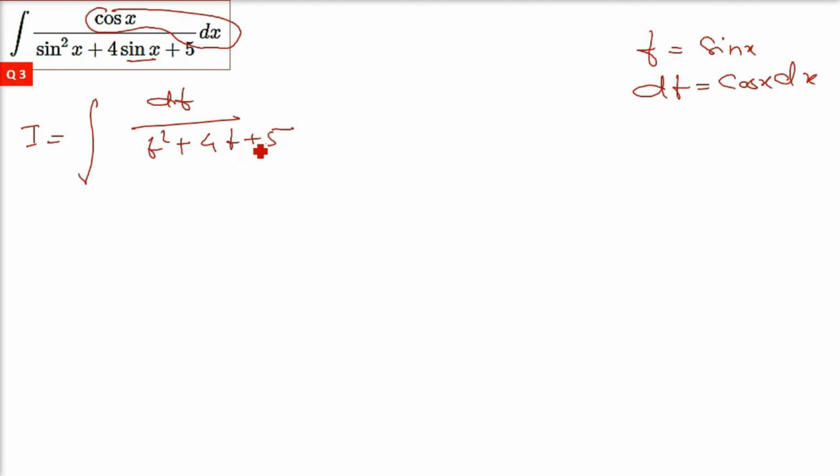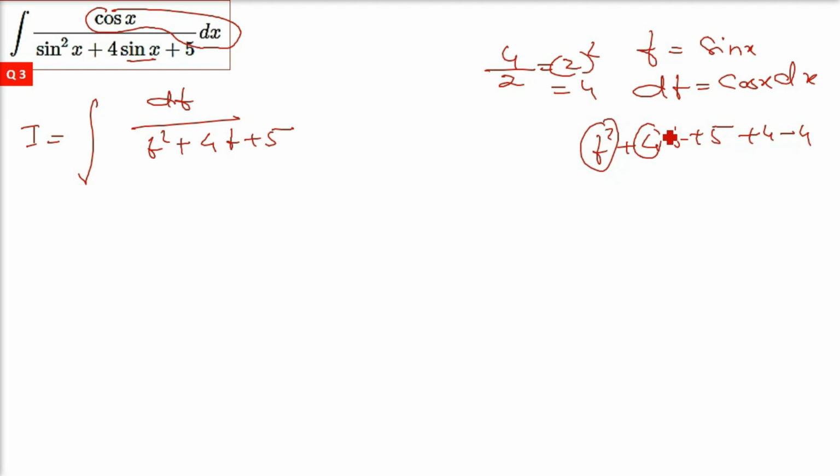Now this t square plus 4t plus 5, we can convert it into the perfect square. Whatever is the coefficient of t, which is 4, just make it half. So it will be 2. Then square it, that will be 4. Add this and subtract this. So t square plus 4t plus 4 will give you t plus 2 whole square. That is the perfect square now. And the remaining terms are 5 and 4. 5 minus 4 is 1. So it will be 1 square.